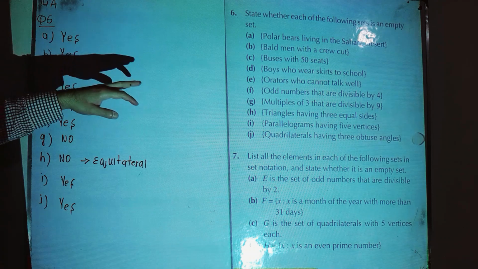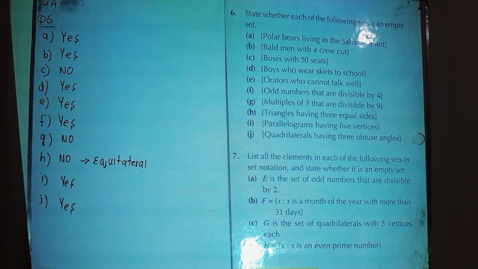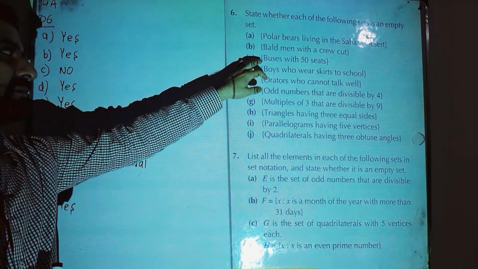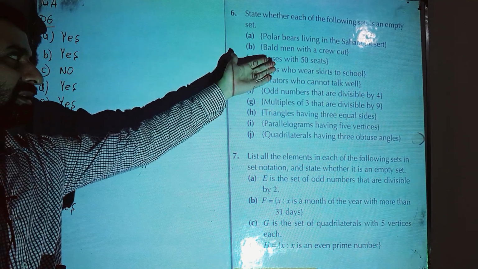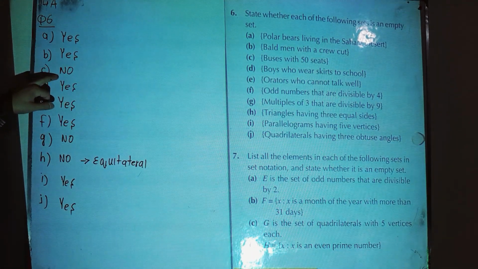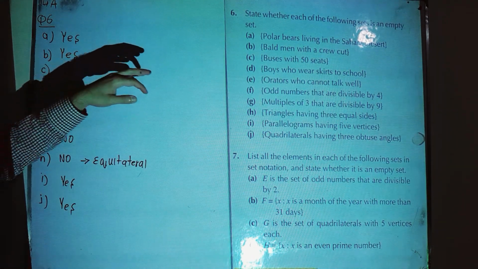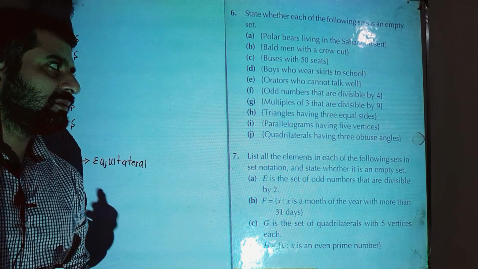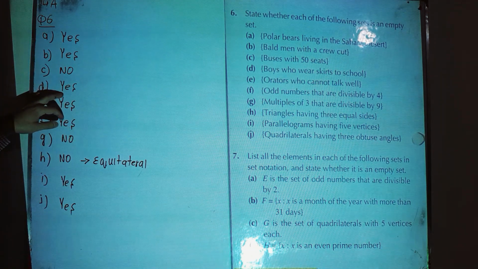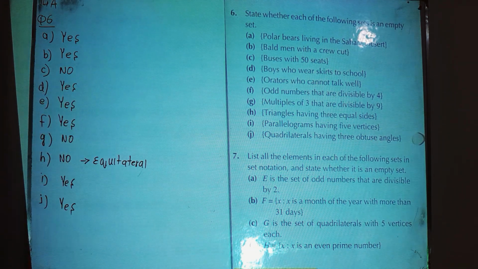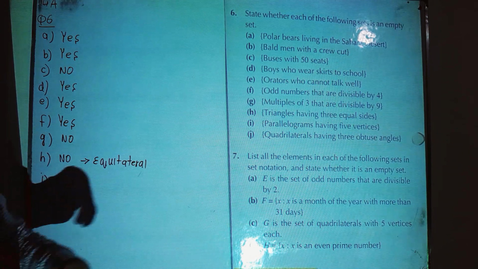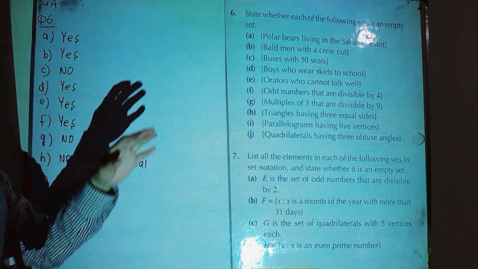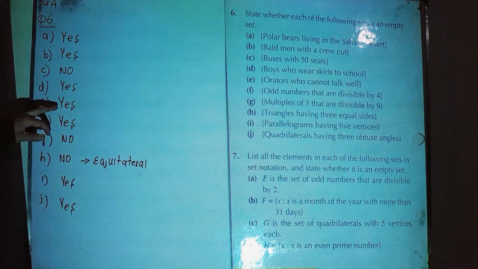Yes. Buses with 50 seats. Obviously we have got buses with 50 seats, meaning there must be some bus or buses in the set. That is not an empty set. Boys who wear skirts to school, obviously that will be an empty set. No boy can wear that. Yes, empty set. Orator who cannot talk well. Well, orators are skilled, they can talk well. So this is an empty set.